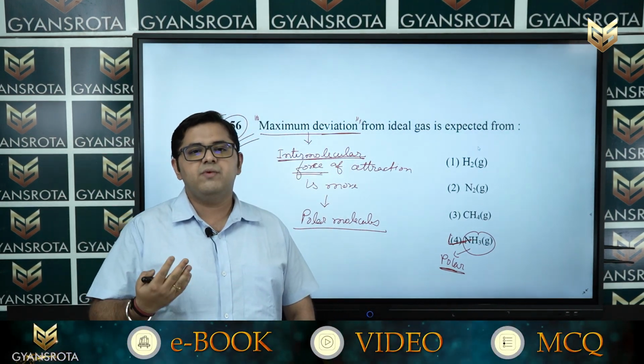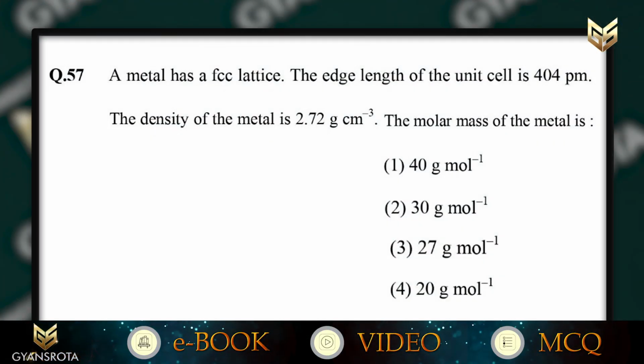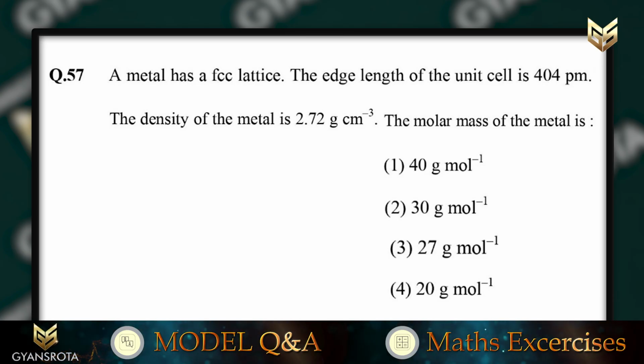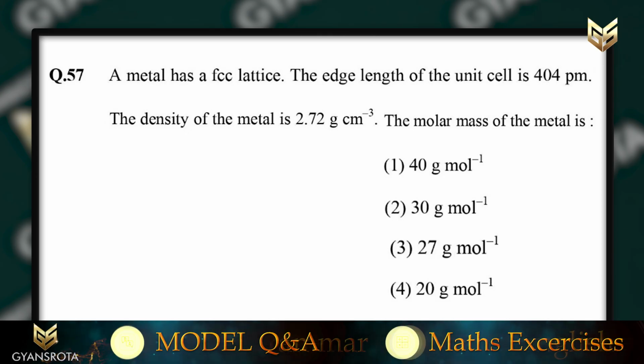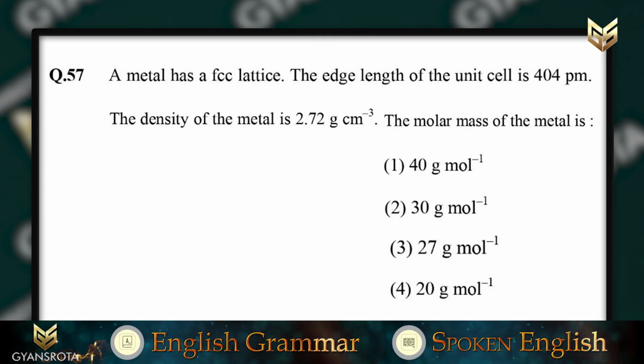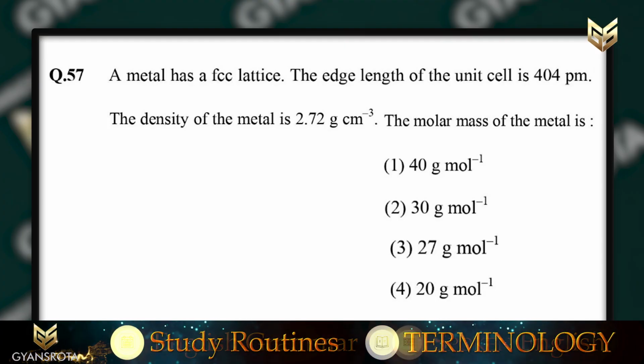So now we are moving to another question, that is question number 57. Question number 57 is on your screen. A metal has an FCC lattice. The edge length of the unit cell is 404 picometer. The density of the metal is 2.72 gram per centimeter cube. The molar mass of the metal is?